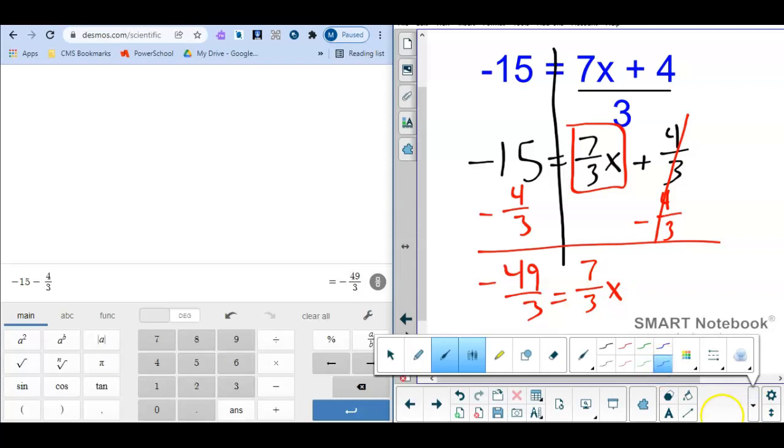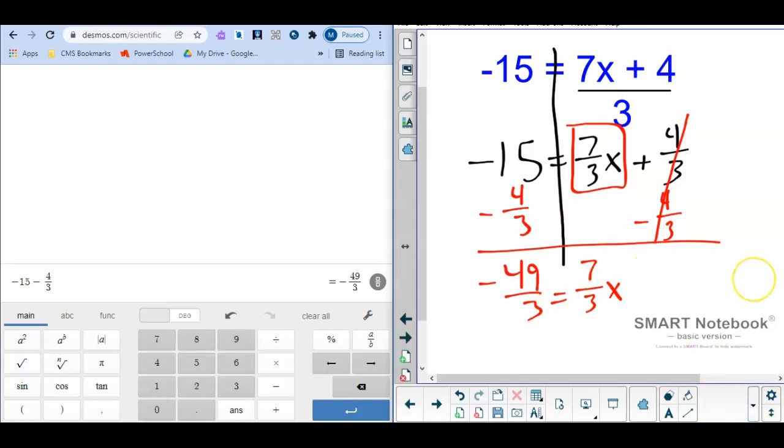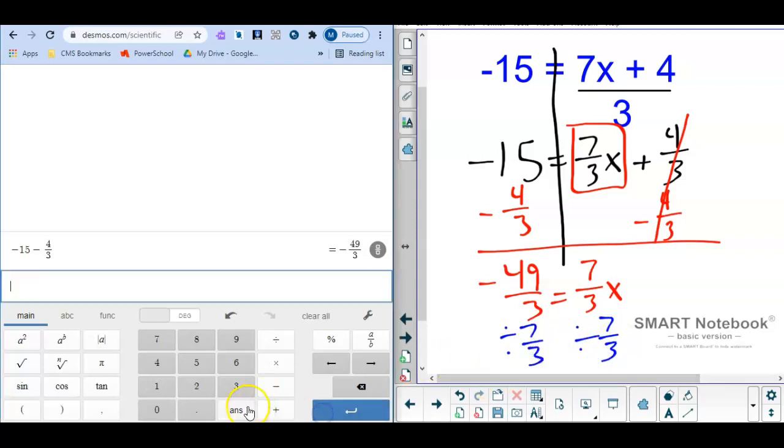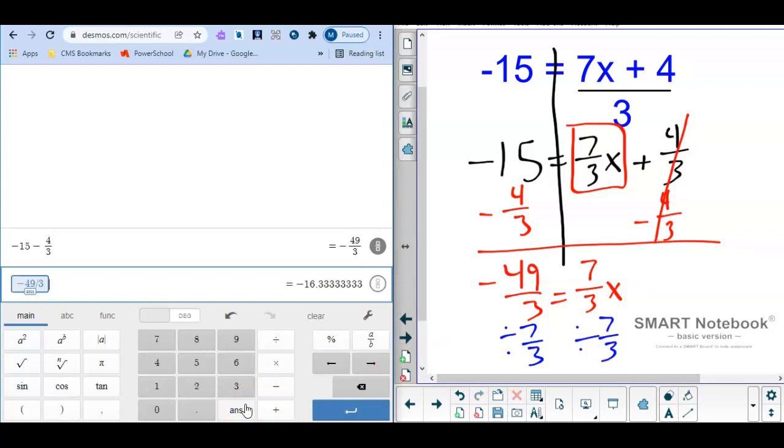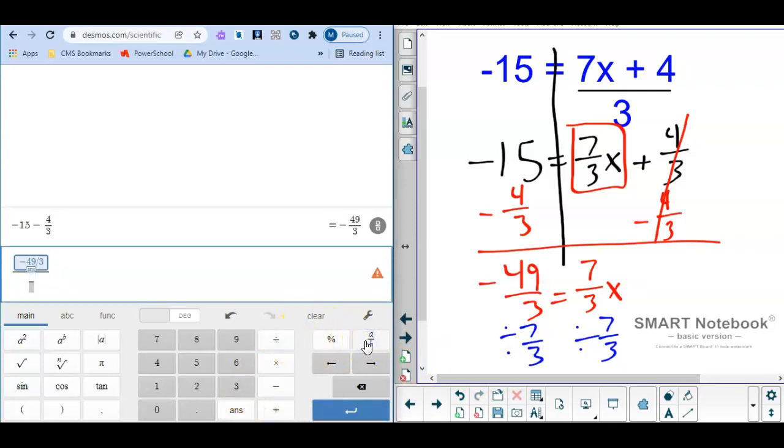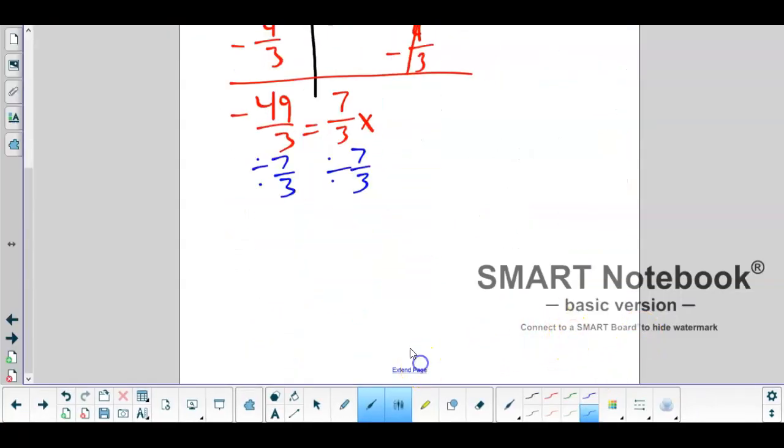Again, I'm going to reread the problem. It says negative 49 over 3 is equal to 7 over 3 times x. I know that the opposite of multiplying by 7/3 would be to divide each side by 7/3. Again, I'm going to go back over to my calculator and I'm going to take my answer, negative 49 over 3, and I'm going to divide that by 7 over 3. And notice that my calculator gives me an answer of negative 7, so that we could say that negative 7 is equal to x.